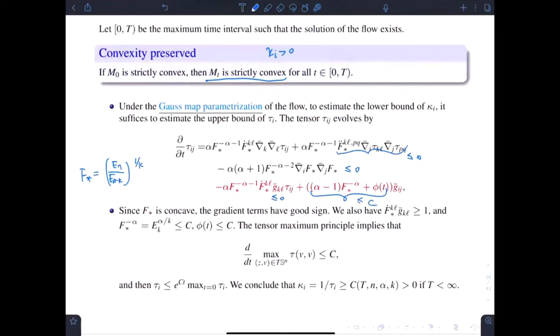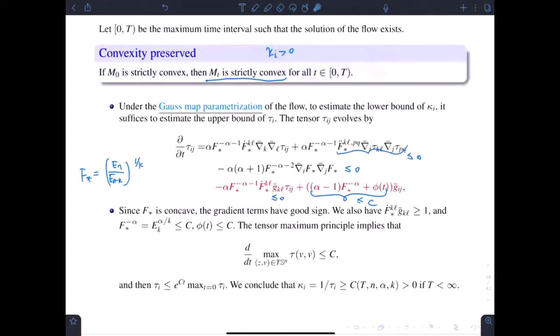So by applying the tensor maximum principle, we see that the time derivative of the maximum eigenvalue of tau is bounded from above by a constant c. So after integration, we get that the largest eigenvalue of tau ij at any positive time t is bounded from above by the exponential of c times t max times the initial data. So if the time is finite, this gives the upper bound of tau i, and equivalently this gives the lower bound of principal curvature. This means that the surface preserves convexity.